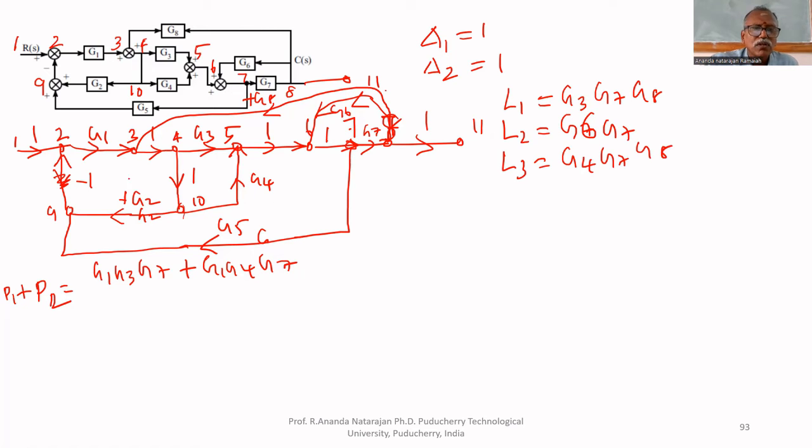What is this? 3, 4, 10, 5, 6, 7, 8, then come back to 3. So that is a closed loop: G4, G7, G8. One more feedback path here: G1, G2, L4. L4 equal to minus G1, G2. That is minus because minus 1 is there. That's why minus.